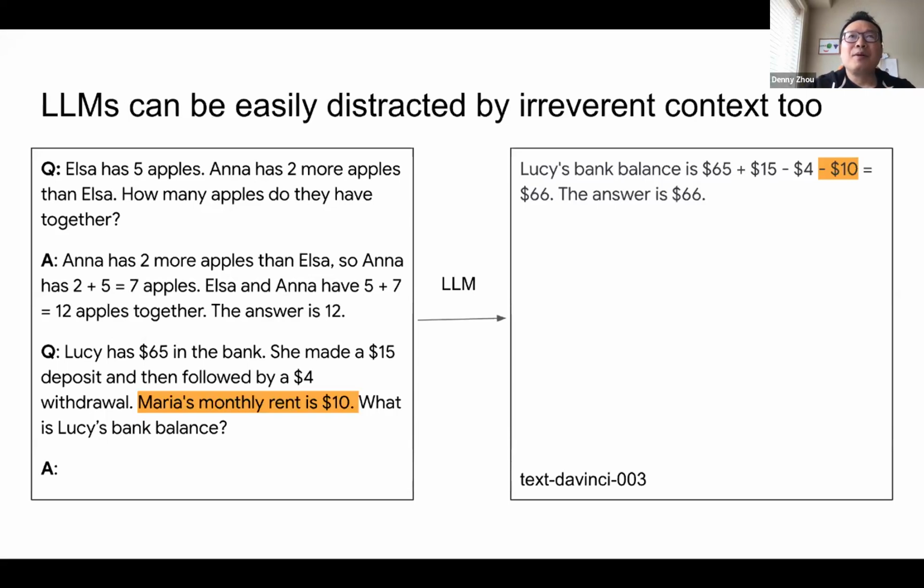Look at this example, the same example as before, but now we test a new problem with irrelevant context. The irrelevant context here is highlighted: Mario's monthly rent is $10. If given this prompt, text-davinci-003 gives the output here, which says minus $10. Of course, it's wrong, right? Yeah, so it got a wrong answer. How to fix it?